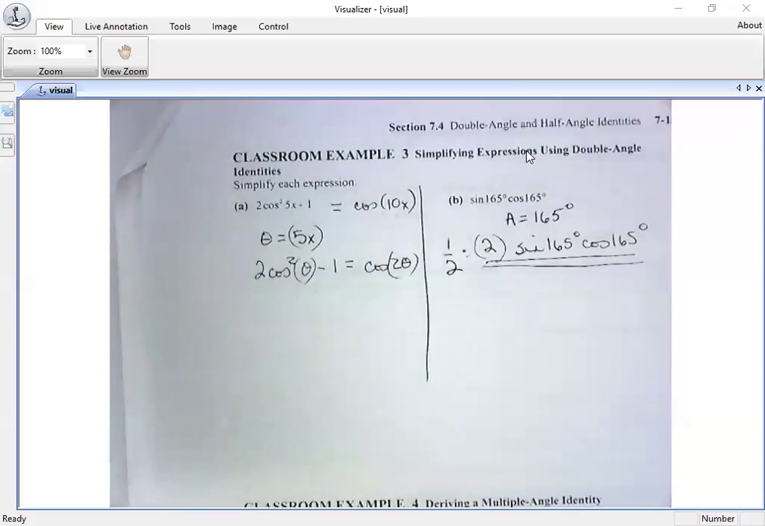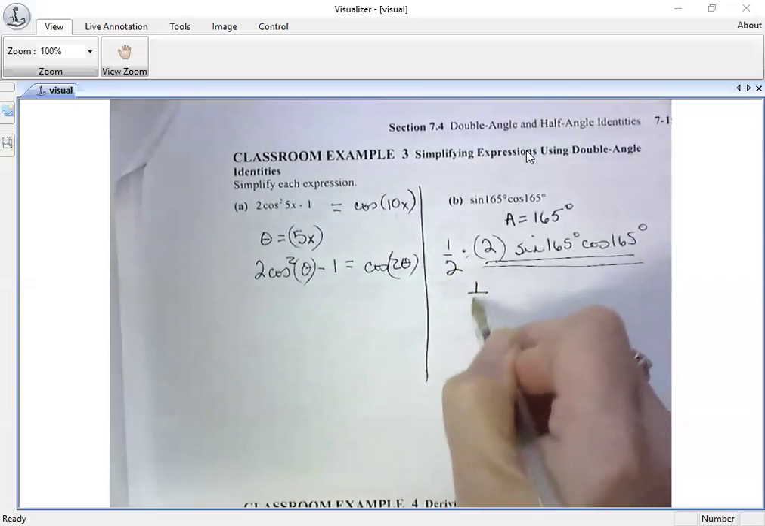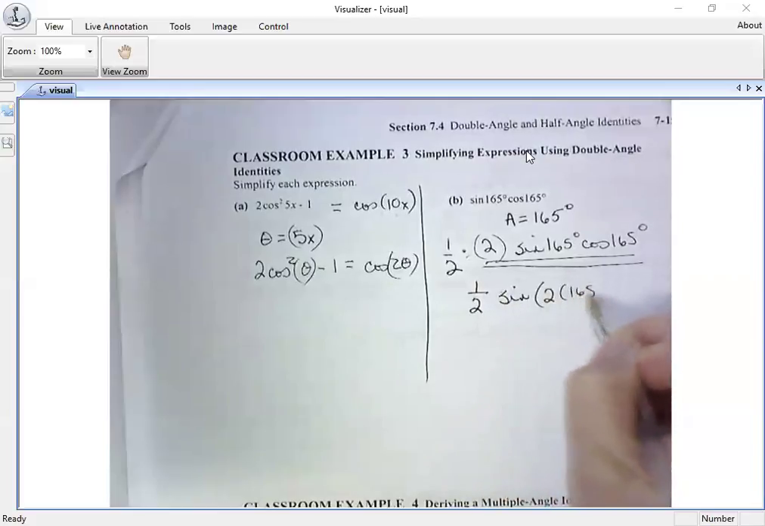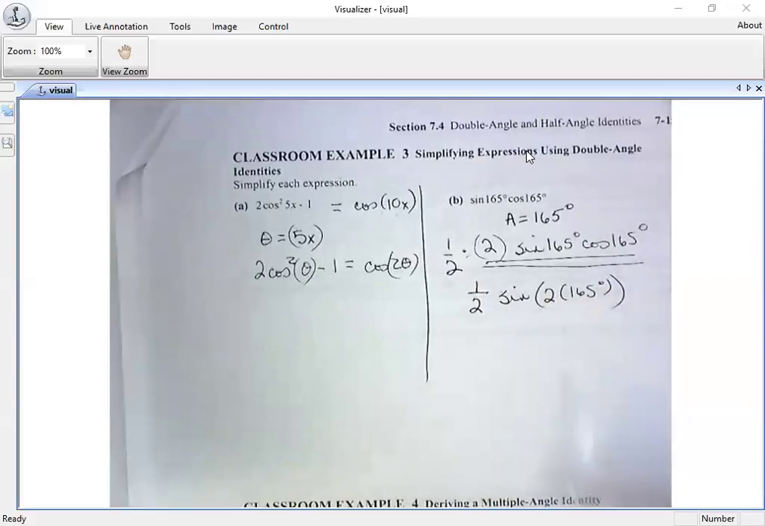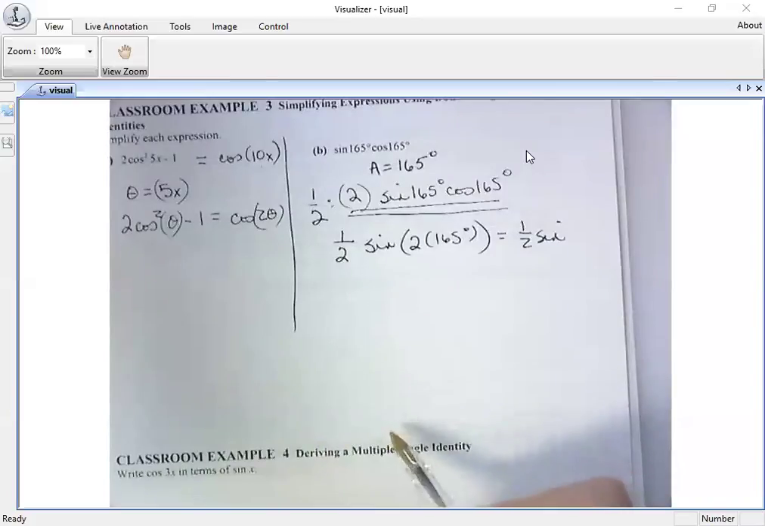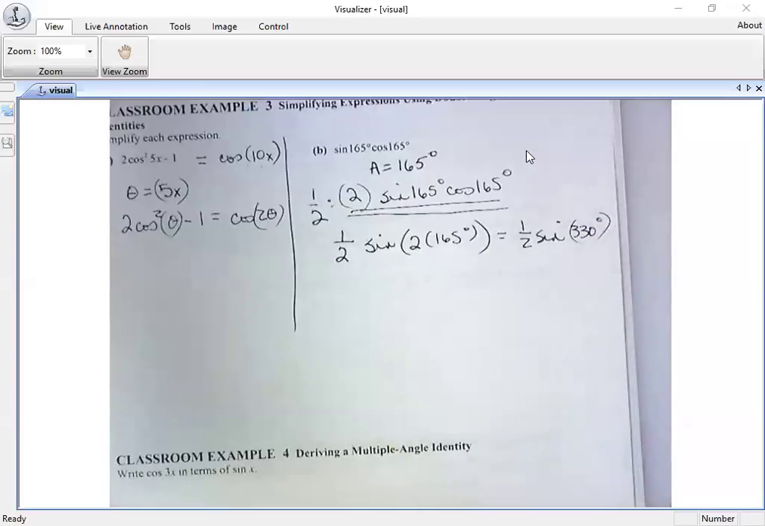Yeah, it's sine of 2 times whatever that angle is, but I've also got this 1/2 in front that I have to keep. So 1/2 times the sine of 2 times 165, or 2 times A, if we wanted to put it there and then go back and replace A with 165. So I can multiply these 2 together and I get what? 1/2 times the sine of, how much is 2 times 165? I think it's 330, isn't it? Yeah, 330 degrees. Okay, now if that was all we could do, we would stop there.